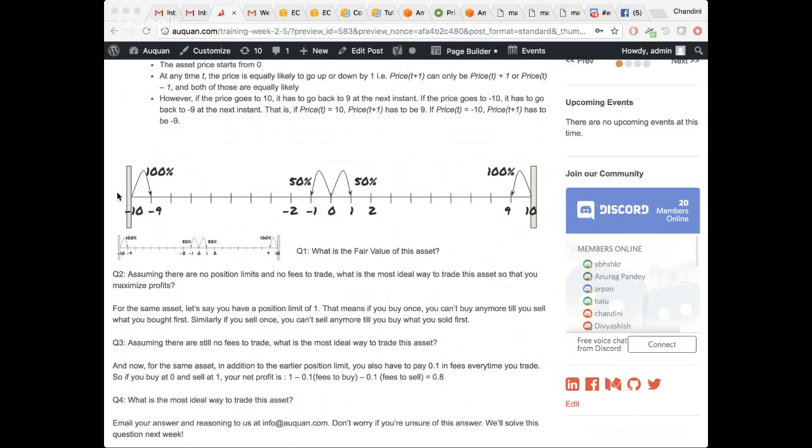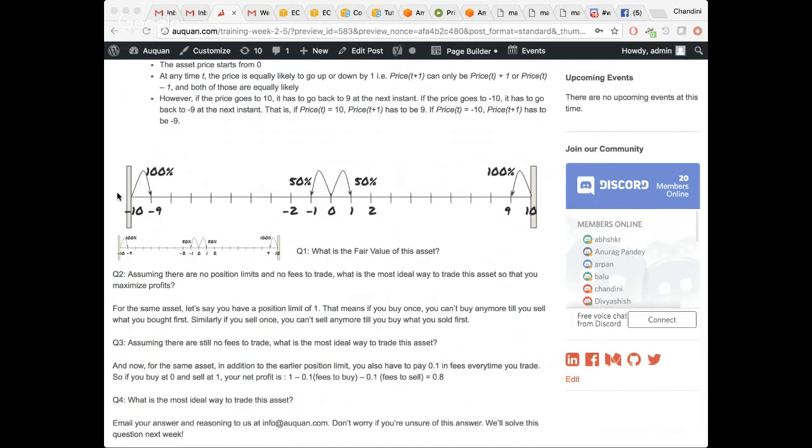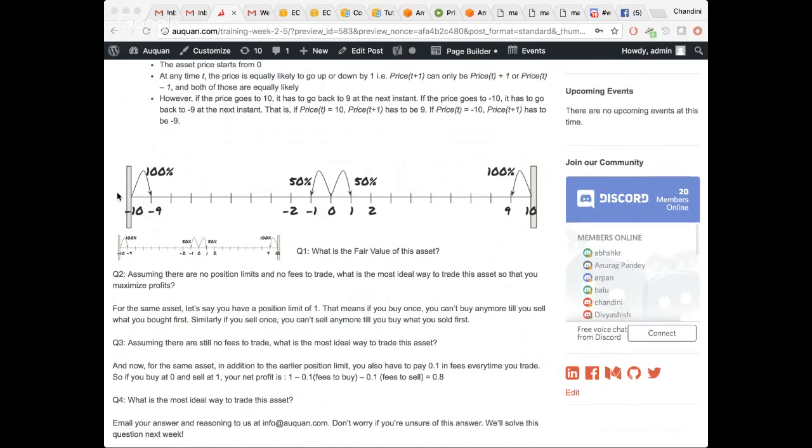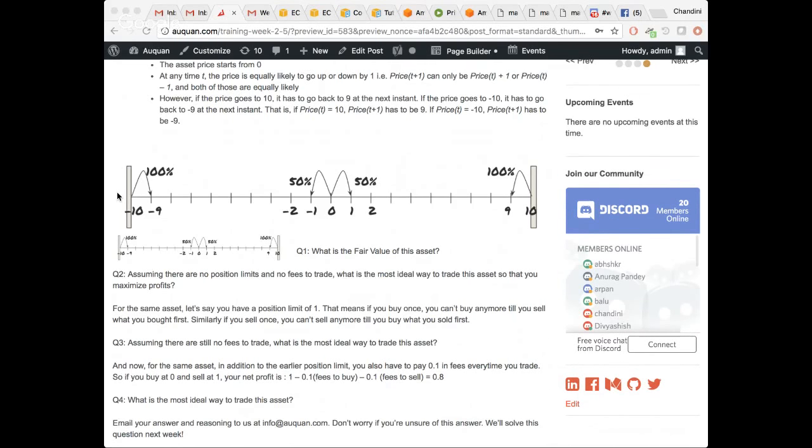So if it's at -10, it has to come back to -9. If it's at 10, it has to come back to 9. That has to happen. Otherwise, anywhere in between, there's a 50% chance it goes up by 1, 50% chance it goes down by 1. So -10 and 10 are like hard walls. It cannot cross those boundaries.